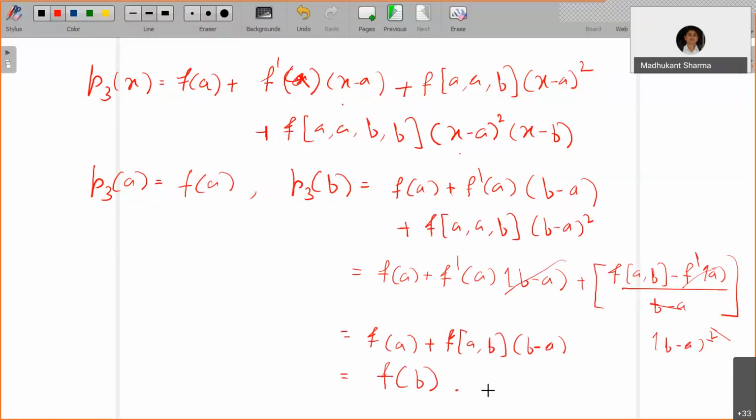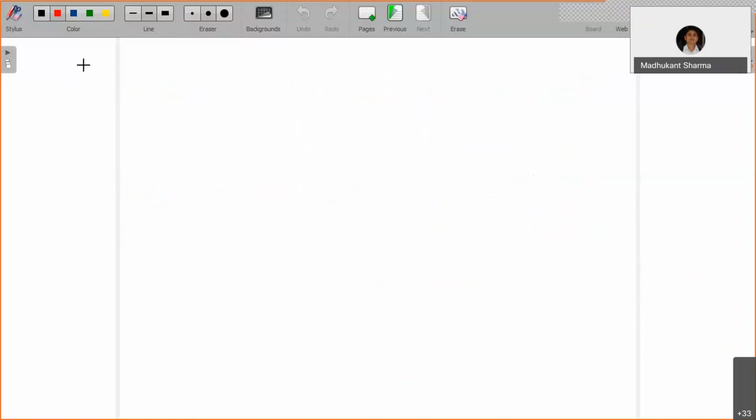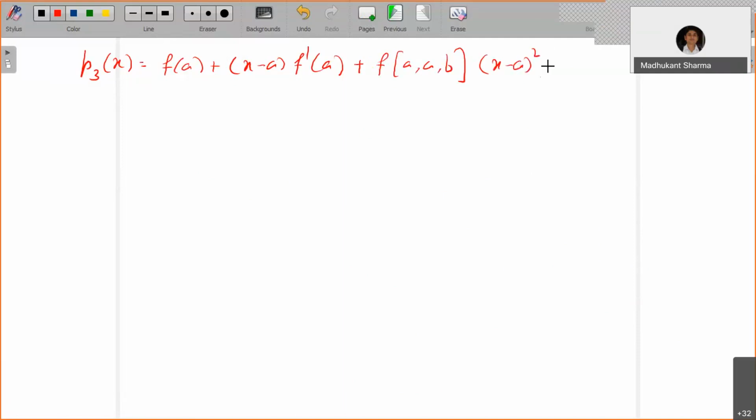Now the third interpolating condition is that the derivatives also match. So if I go with the derivative here, P3 is equal to f of a plus x minus a times f dash of a plus f of a, a, b times x minus a whole square plus f of a, b, b times x minus a whole square times x minus b.